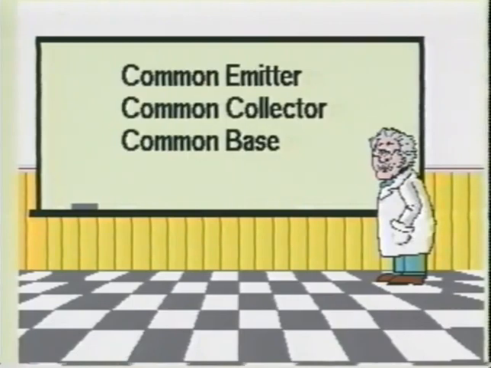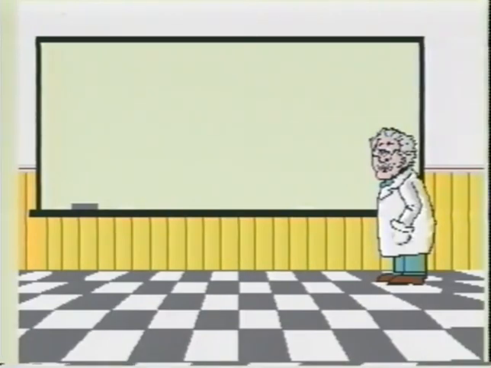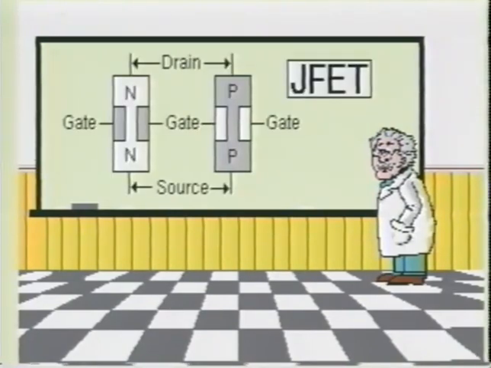BJTs are commonly found in one of three configurations: in the common emitter, common collector, or in the common base configuration. Of these, the common emitter is the most frequently used. The junction field effect transistor is another common three-terminal device. JFETs are available in both N-channel and P-channel devices. The three terminals on the junction field effect transistor are labeled the drain, gate, and the source.